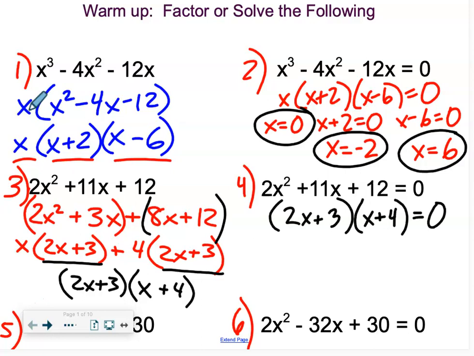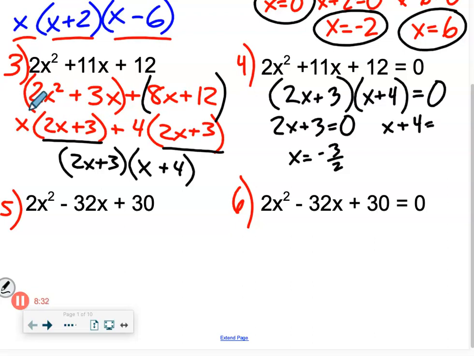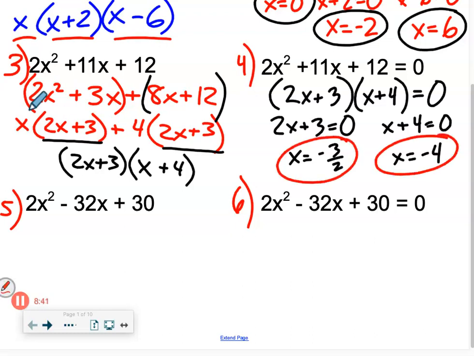Okay. Either way, the most important thing is you've got to be able to solve this equation. So you set your factors equal to 0 for this first one. If I solve this, I'm going to subtract a 3, divide by 2, and I get x equals negative 3 halves. If I set this factor equal to 0, subtract a 4, negative 4. I have two solutions. Does that make sense?